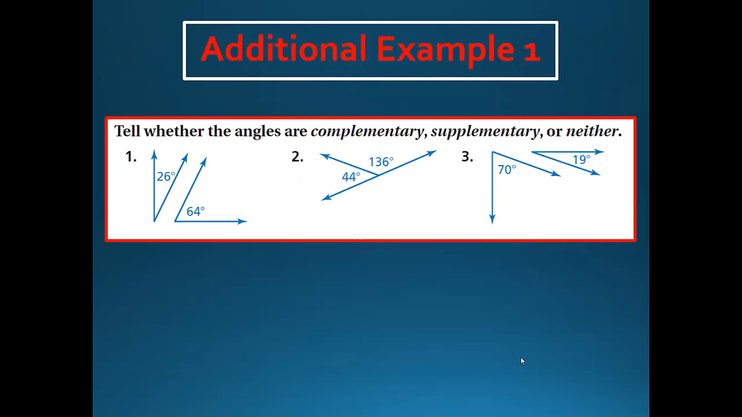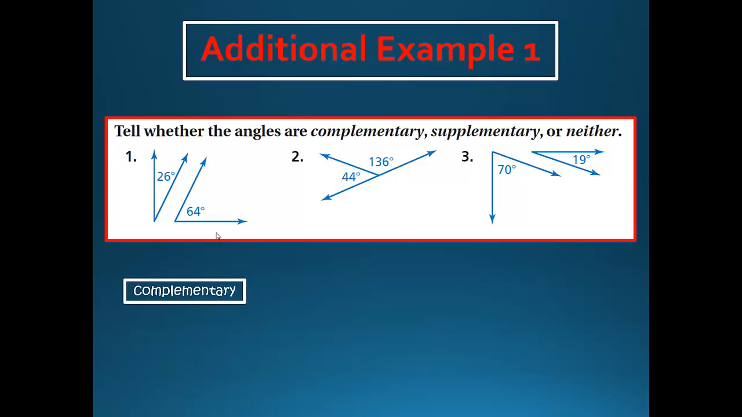Now we have an additional example. You can pause the video and try it on your own, or you may follow along. Tell whether the angles are complementary, supplementary, or neither. For number 1, our two angles are 26 degrees plus 64 degrees. If we add 26 degrees plus 64 degrees, we get 90 degrees. So our angles are complementary.